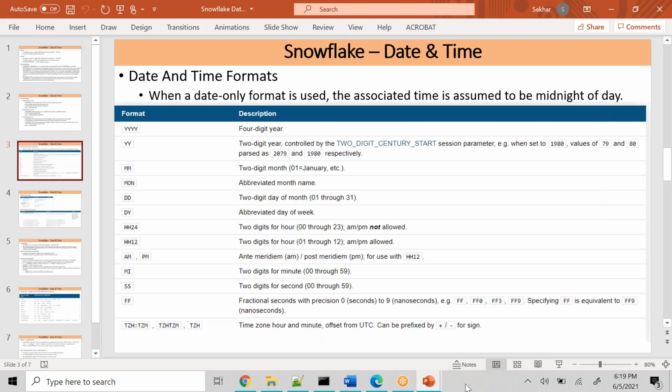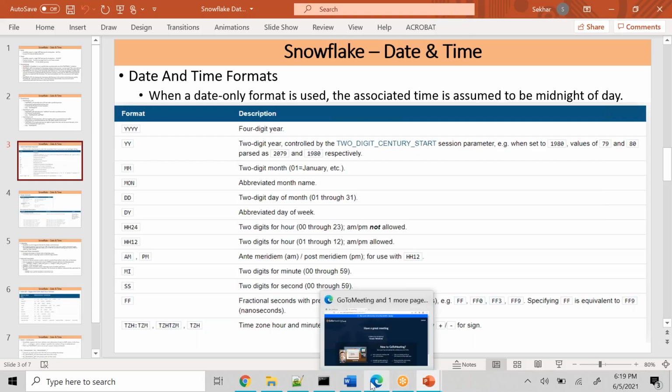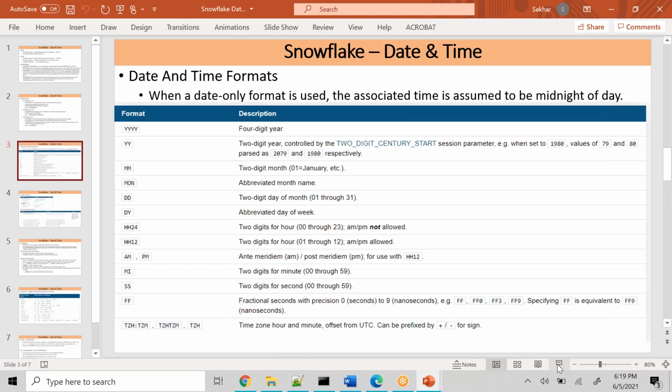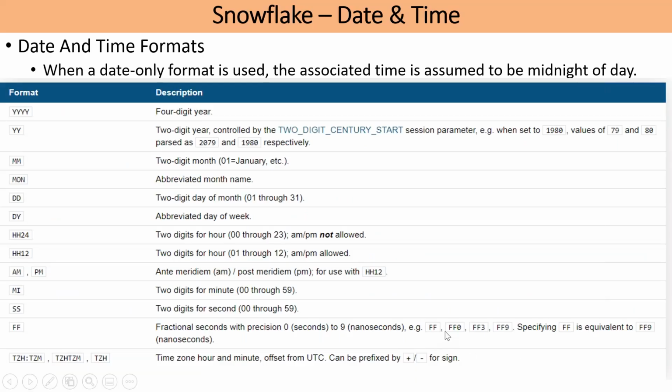If you keep 9, it gives you 9 nanoseconds in the output. If you say FF, by default it is 9, and if you say FF0, it gives only 1 nanosecond, and if you say FF3, it gives you 3 digits, dot 999 and so on. So that is the precision that you want, 0 to 9 nanoseconds. Specifying FF is equivalent to FF9.